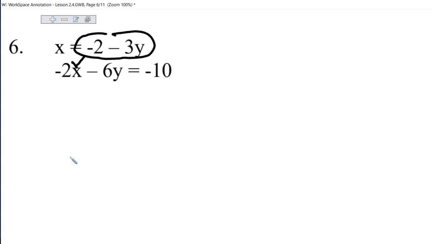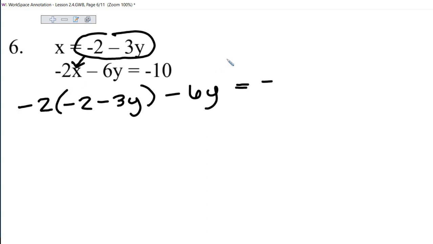Who got 2, 5 as their answer? Who got 0, 1 for their answer? Who didn't get an answer? Yeah, this one actually doesn't have an answer because I put my -2 and then in parentheses put what x equals, which is -2 minus 3y. We have minus 6y equals -10. Make sure you distribute the number out front.